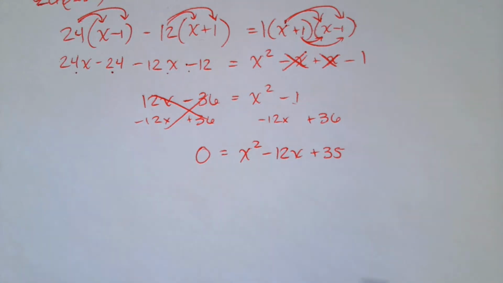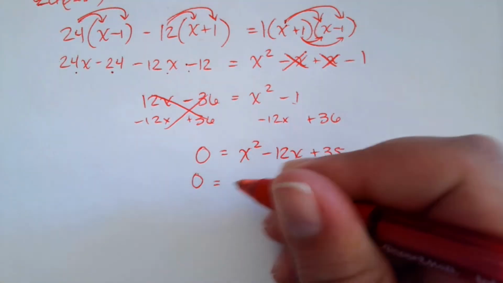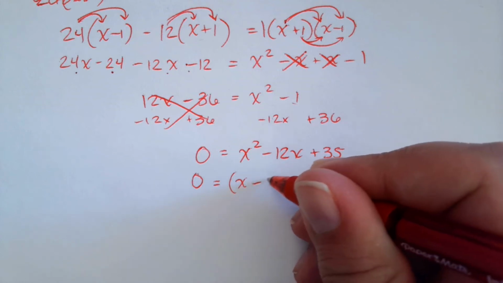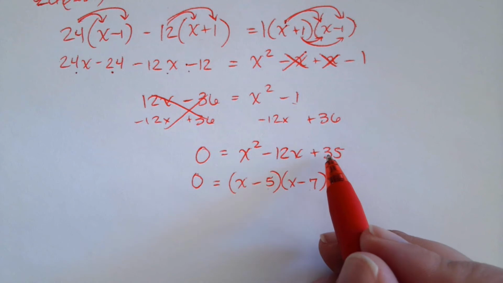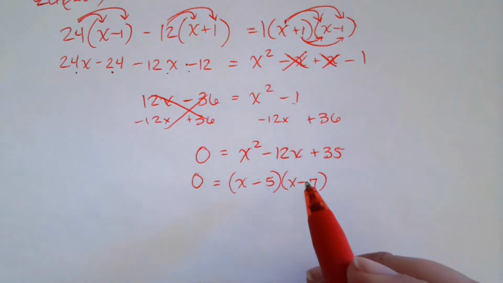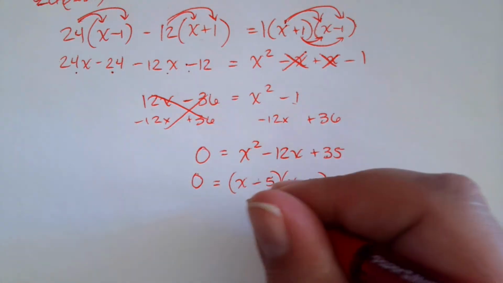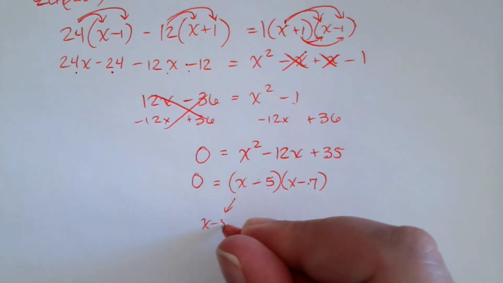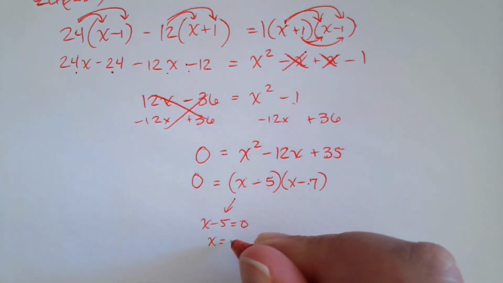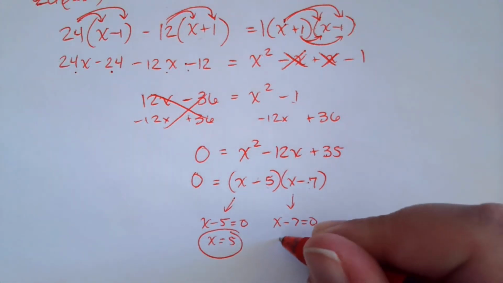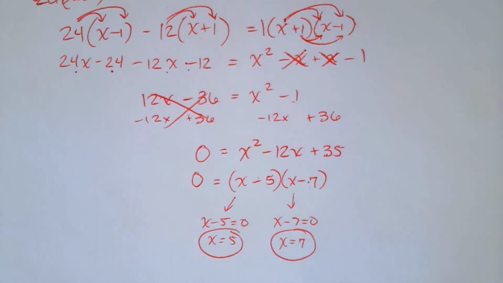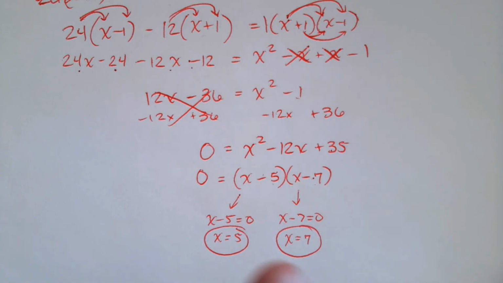All right, we are good. We can factor this now and get our two answers, x minus 5 and x minus 7, because negative 5 times negative 7 is positive 35, and negative 5 plus negative 7 is negative 12. Split it and solve. Positive 5 and positive 7. So your answers were 5 or 7. You only had to find one of them. And that's why you could have guessed and checked from the beginning.